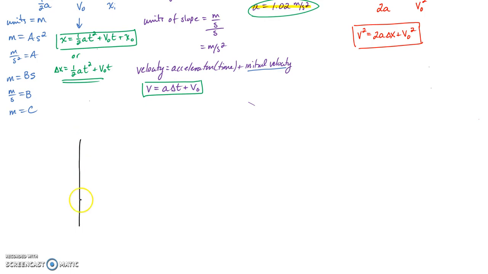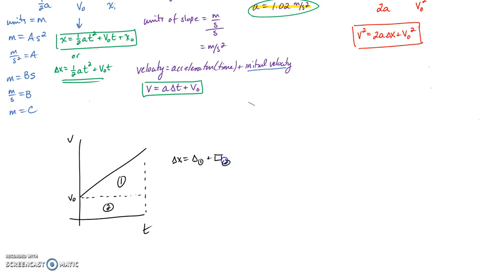So the last equation is based off of the velocity-time graph and our understanding of displacement, because displacement is the area of the velocity-time graph. So if this is my velocity-time graph, if I want to calculate the area of this, I'm looking at a rectangle and a triangle. So I've got area 1, and then I've got area 2, and these two combined will tell me my displacement. So the total displacement is equal to the area of the triangle, which is 1, plus the area of the rectangle, which is 2.